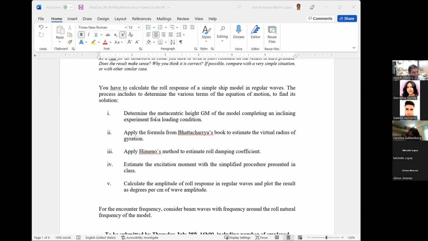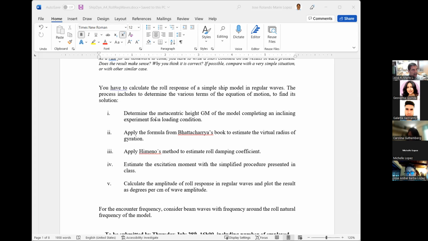Step 4. Estimate the excitation moment with the simplified procedure presented in class. So this is the formula that we have just obtained. We have the K. For the K, you need the wavelength. For the inertia, we just deduced the formula for that. I think Mr. Jimenez was the one who deduced correctly the formula. So it's LBQ divided by 12.